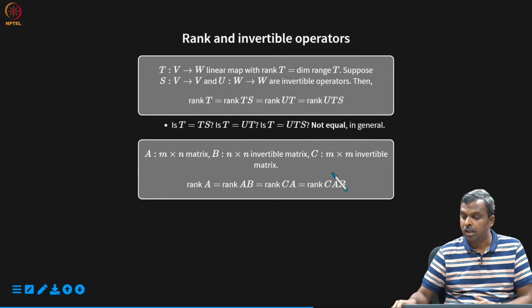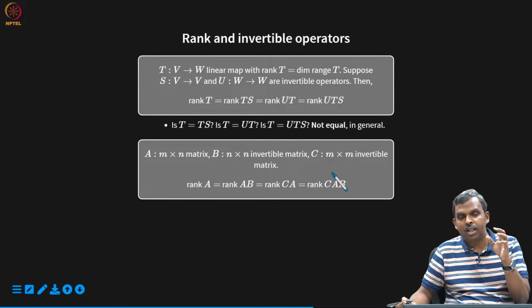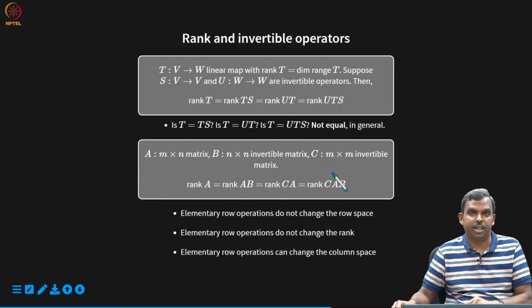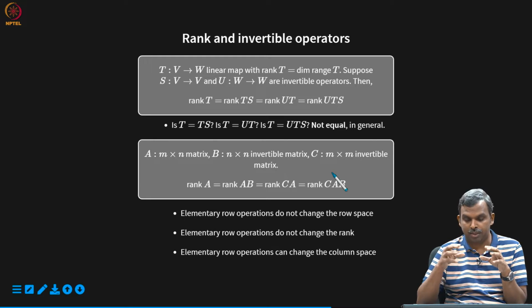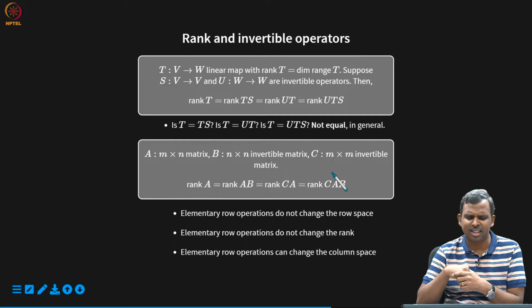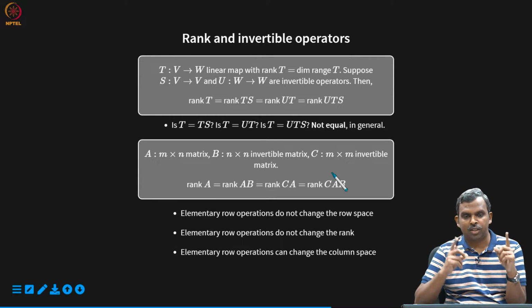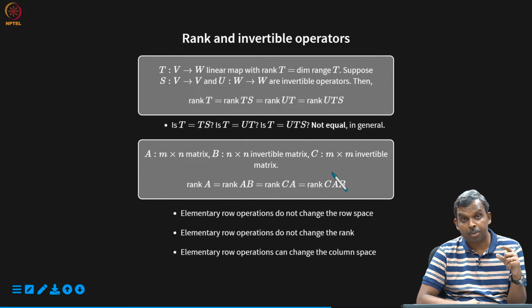So this gives us a lot of interesting things to do. For instance, we've been looking at a matrix and doing elementary row operations to change the matrix to a form that is suitable. So what we are showing with this result is that elementary row operations do not change the row space. And the second point, elementary row operations do not change the rank. So think about why that is true. Why do elementary row operations not change the row space? Because they are invertible. The row space is not changed when you do elementary row operations.